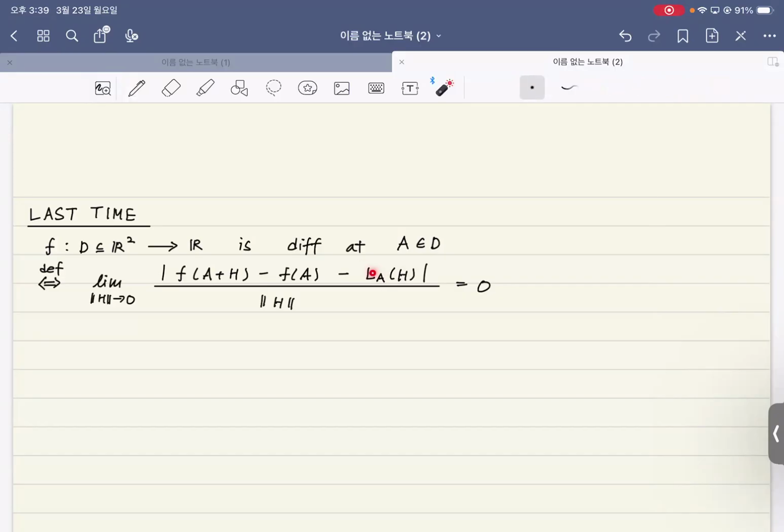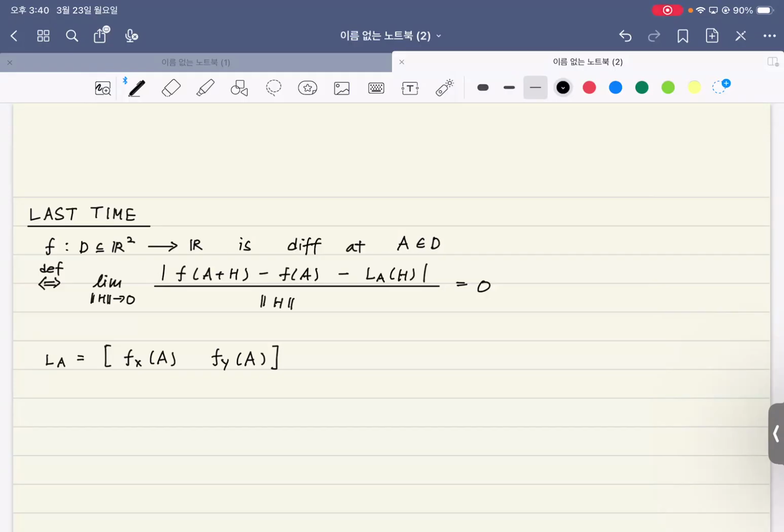So, and what was this? This was a linear function from R2 to R. And it turns out that L_a is a function whose components are just the partial derivatives of f with respect to x and y. All right, so that was basically the idea.